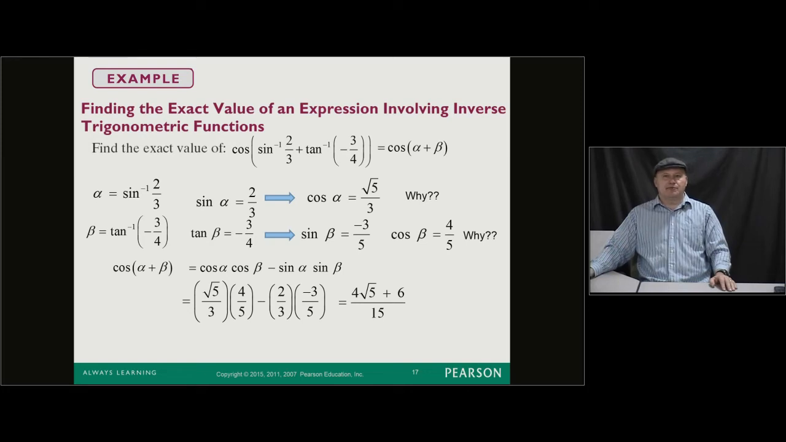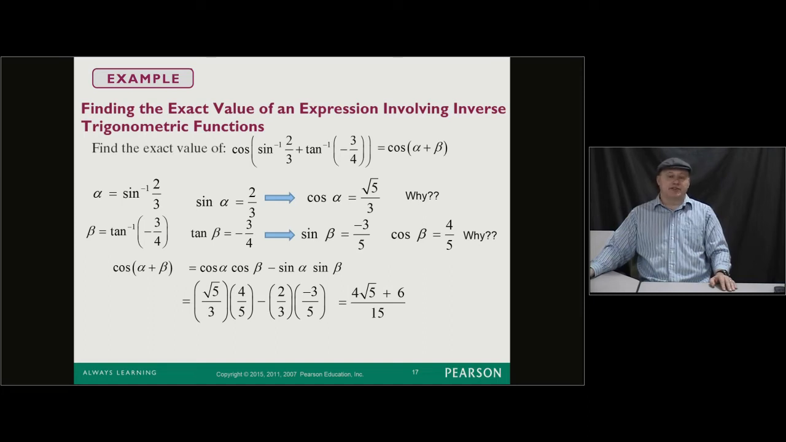Some people would see that first problem and say, well, cosine of sine inverse of 2/3, can't you just put that into a calculator? You can't. And it would give you an answer. It'll give you a decimal answer. And that decimal answer in exact form is (4√5 plus 6) over 15.